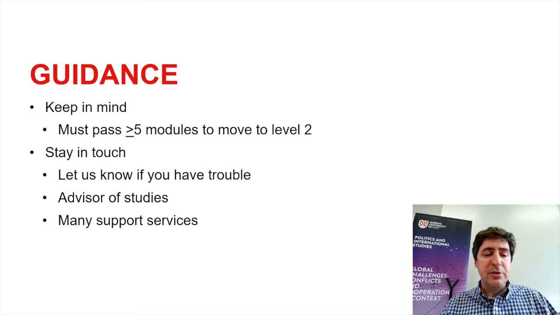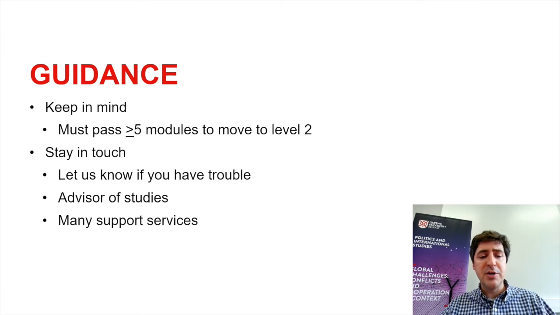The last thing I want to finish talking about are a couple of things to keep in mind. I'm not trying to scare anybody with this, but these are things to keep in mind so that way, if any problems arise, that we can solve those as soon as possible. So the thing to keep in mind is you've got to take at least 6 modules during your first year, and in order to move to level 2, you must pass at least 5 of those modules. If you're not able to pass at least 5 modules, then you may have to repeat a module in the following year before you're able to move to level 2.